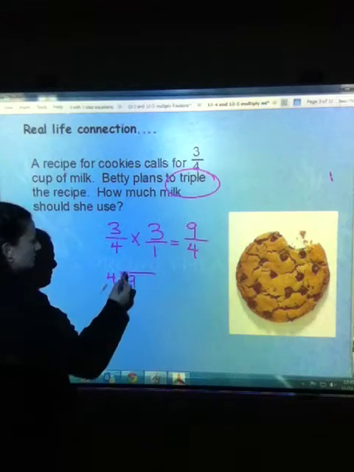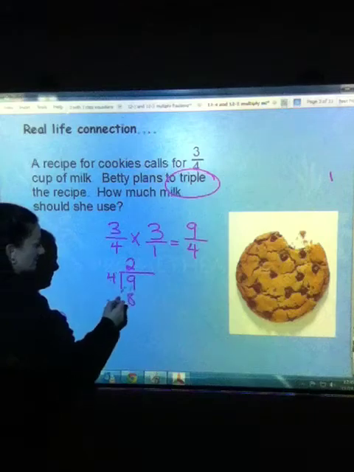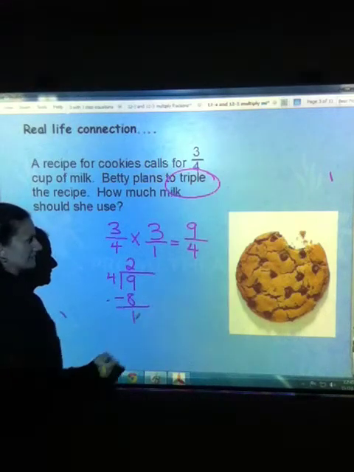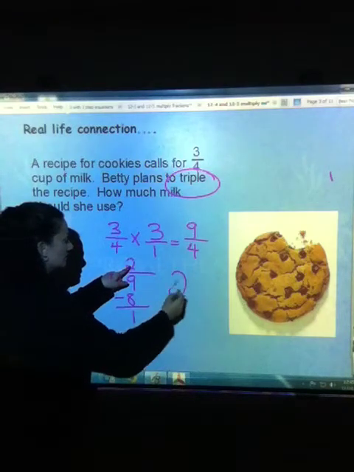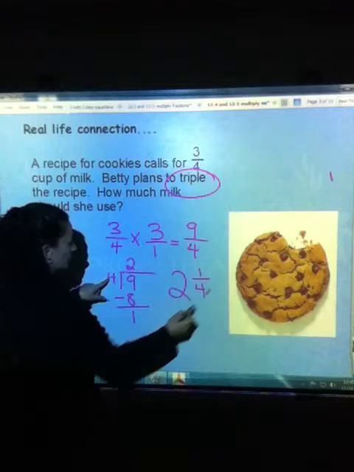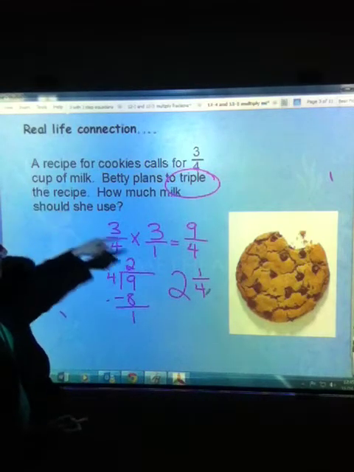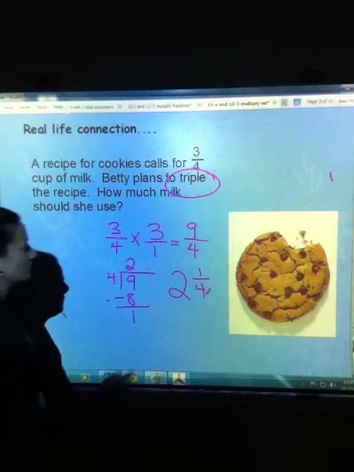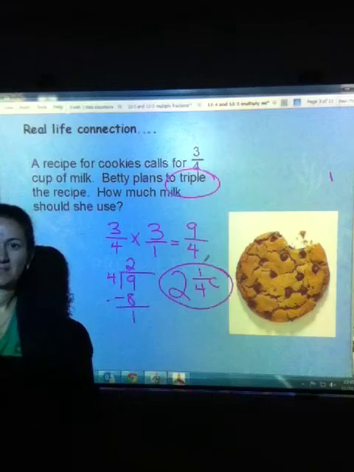So 4 goes into 9, 2 whole times. 2 times 4 is 8. Remainder 1. This tells me my mixed number. I have 2 wholes and 1 fourth. So Betty will need 2 1/4 cups of milk in order to triple the recipe.